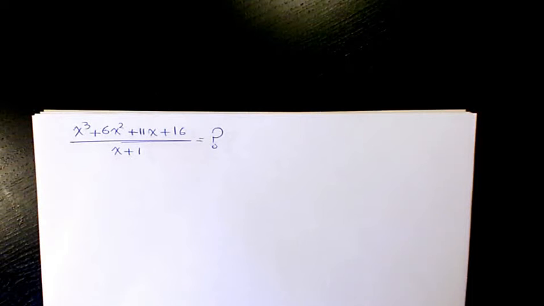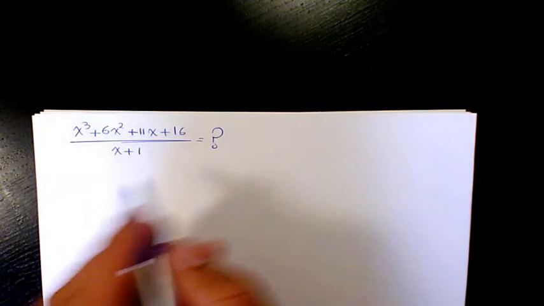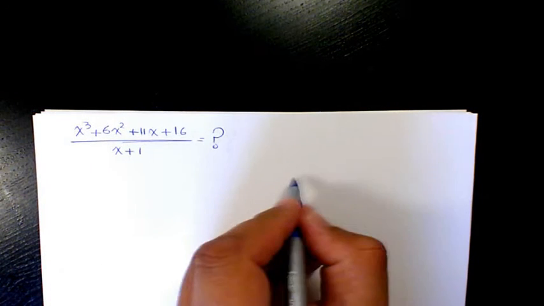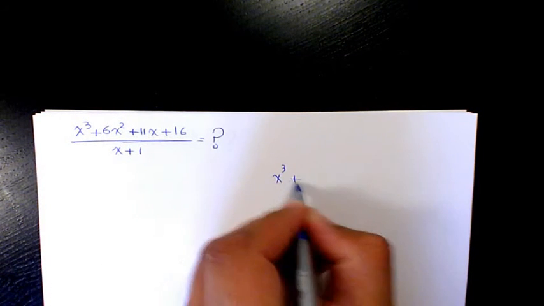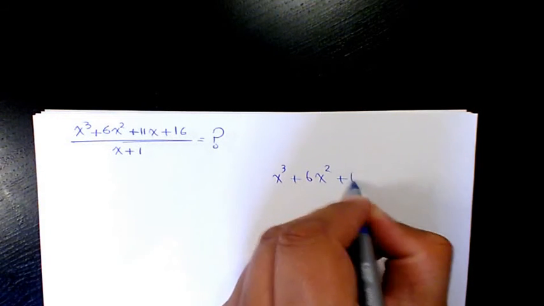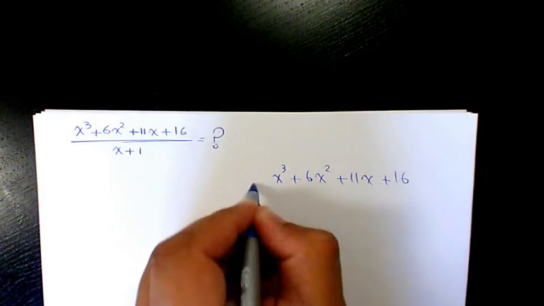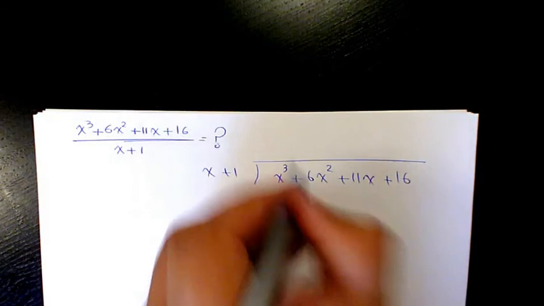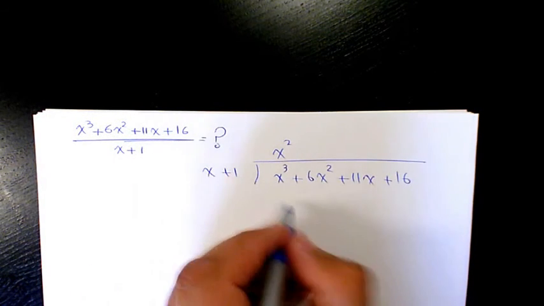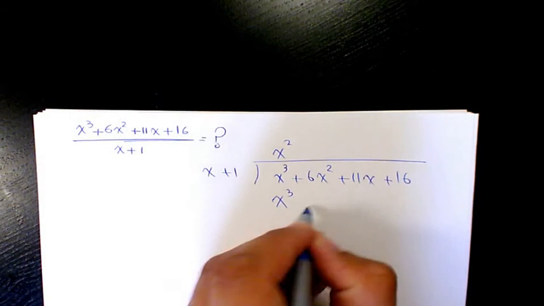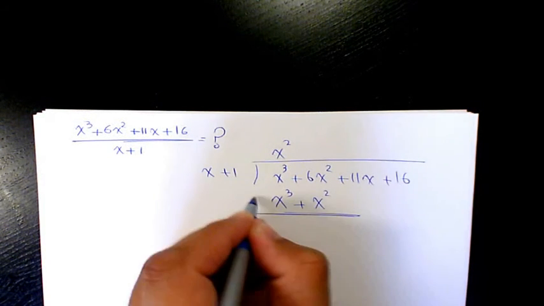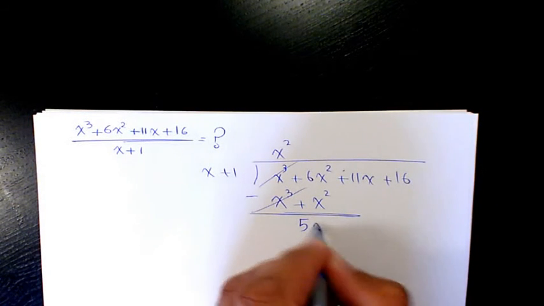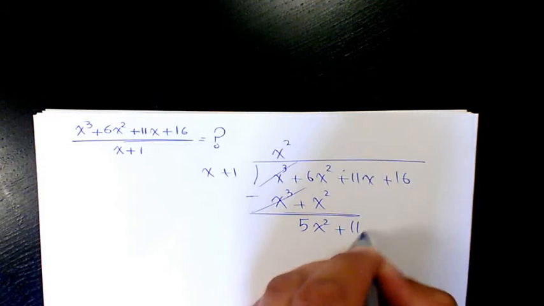Next example. X cubed plus 6x squared plus 11x plus 16 divided by x plus 1. X cubed divided by x, x squared. X squared times x, x cubed. X squared times 1, x squared. When you subtract it, these two cancel out. 6x squared minus x squared, 5x squared plus 11x.